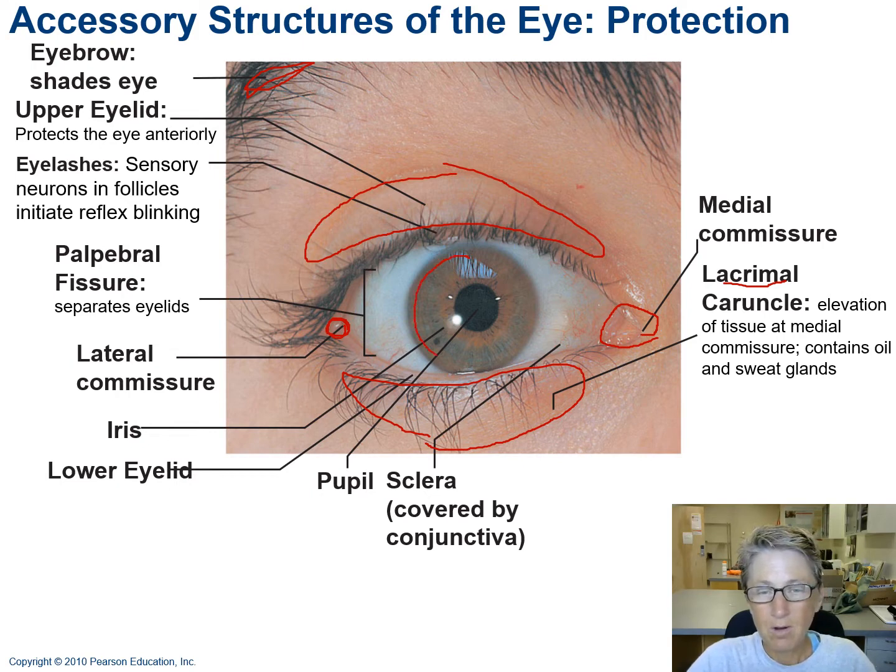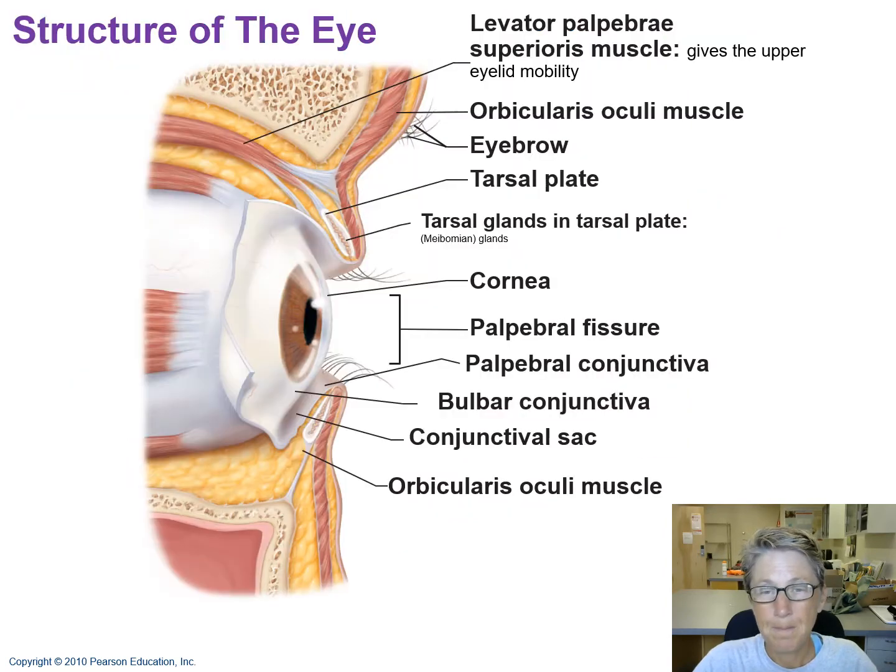This piece here, this is your iris, and then the opening is the pupil, and then the white here, this is the sclera of your eye, and it's covered by a conjunctiva.